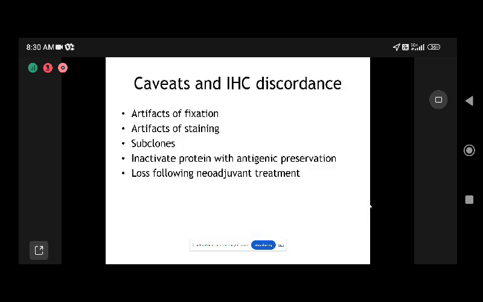So the caveats of this is that in about 5-10% of cases, you can find a discordance between the IHC and the PCR, or IHC and the further genetic testing. There can be artifacts of fixation. For immunohistochemistry also, a properly fixed tissue is absolutely essential. Otherwise, there can be interpretational errors and fixation artifacts in the IHC. There can be artifacts of staining and there can be subclones. Also, post neoadjuvant, there can be a loss of MSH6 that is documented.